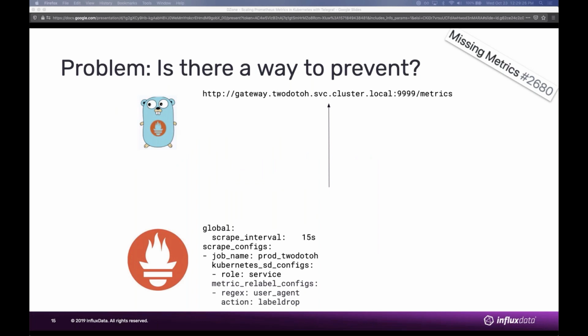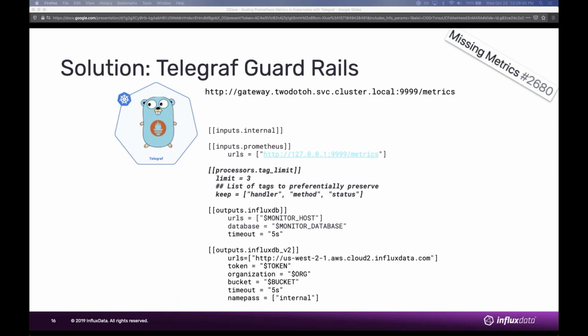But is there a way to kind of prevent this from really happening? I mean, really, we want to allow the developers to express their metrics. And in Prometheus, there's really no real way of preferentially preserving metrics. But we really want to provide developers a safe experience. So Telegraf, as long as you put it right next to the container at hand, has this other thing where you can limit the number of tags that can come back from Prometheus. In this case, we're saying, hey, we're just going to put guardrails around it just in case developers add in too many of these. We can limit the number of tags for specific metrics to 3. And the ones we wish to keep are going to be handler, method, and status.